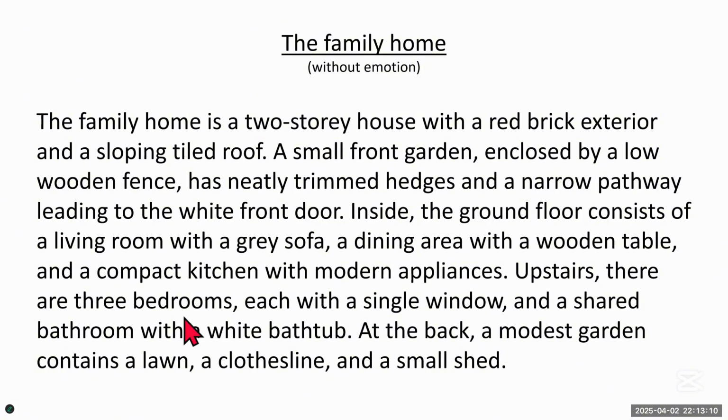Upstairs, there are 3 bedrooms, each with a single window, and a shared bathroom with a white bathtub. At the back, a modest garden contains a lawn, a clothesline, and a small shed. So can you see that without emotion, the description is very boring. It's very sterile. It's just a list of things in the family home, and there's nothing tying all these things together. Now let's have a look at another one with emotion.